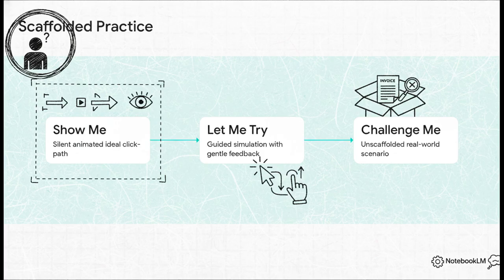We do this through a really cool 3-layer framework for authentic practice. First, show me, which might be a quick, silent animated GIF showing the ideal click path. Second, let me try, a guided simulation where they click through with gentle corrective feedback. And finally, challenge me. This is an unscaffolded scenario, like a vendor invoice arriving with a price dispute. The learner works in the sandbox with 0 prompts, completely mirroring a true moment of need on the actual job.